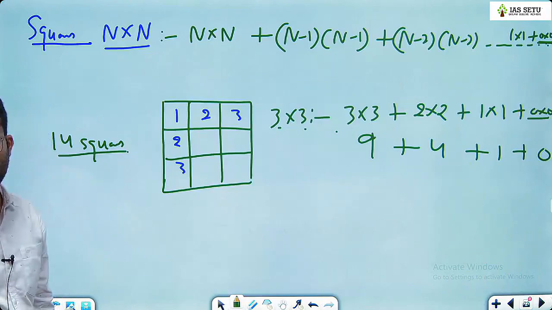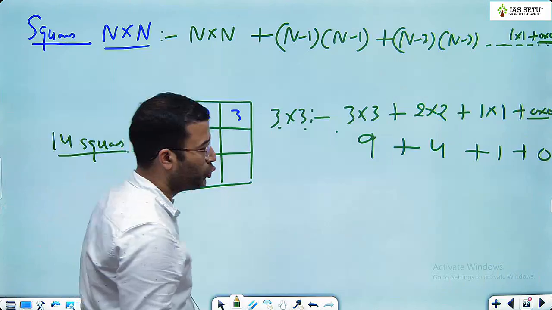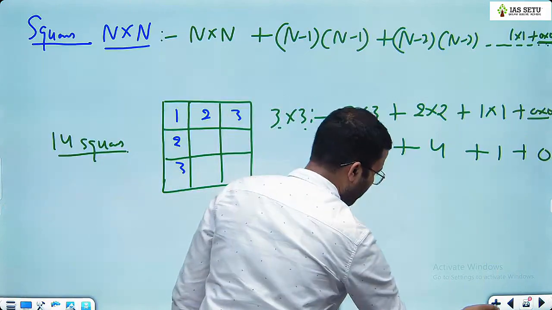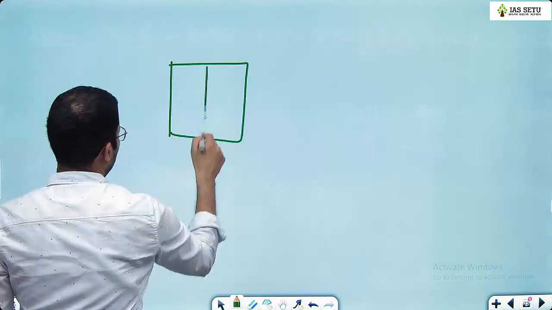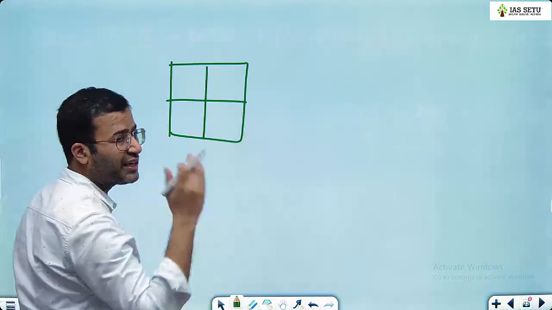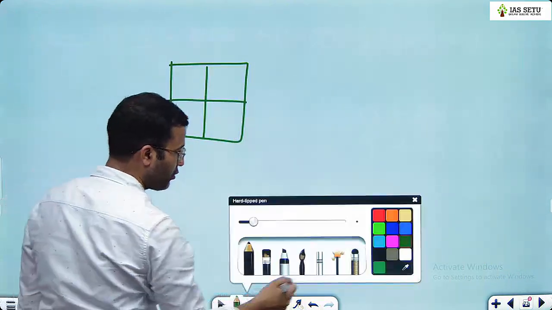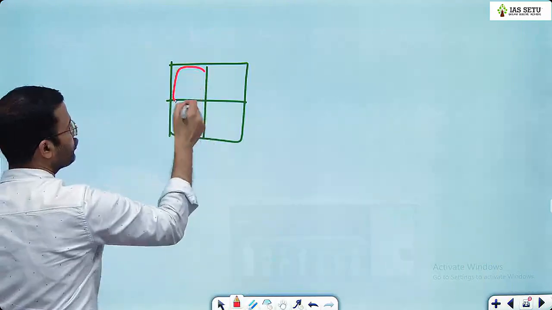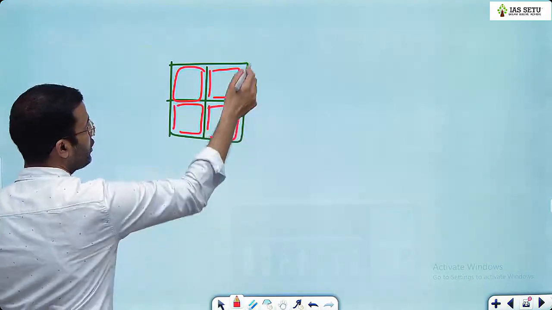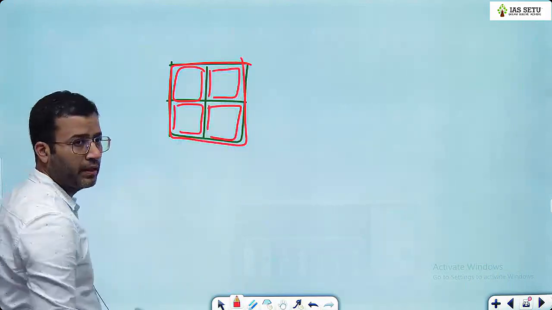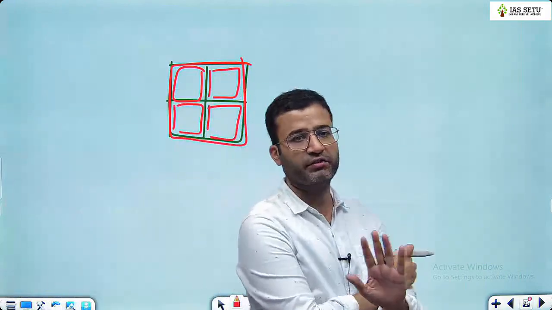Let me take 2 more examples. Next figure, I take 2 by 2. We will check manually whether I have given the correct answer or not. Let's check manually. This is square number 1, square number 2, square number 3, square number 4. This bigger one is 5. There are 5 squares in this given figure.